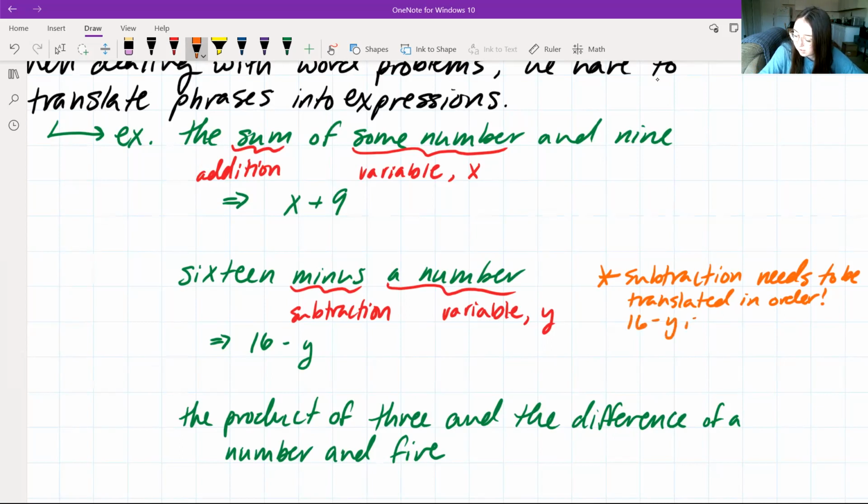Because 16 minus y is not the same as y minus 16. We have to keep the order when dealing with subtraction. With addition, it doesn't matter because our sum is the same no matter which way we flip our numbers. But that's not the case with subtraction. We can end up with different values if we mix up the order in our subtraction. So we have to keep the order in mind.